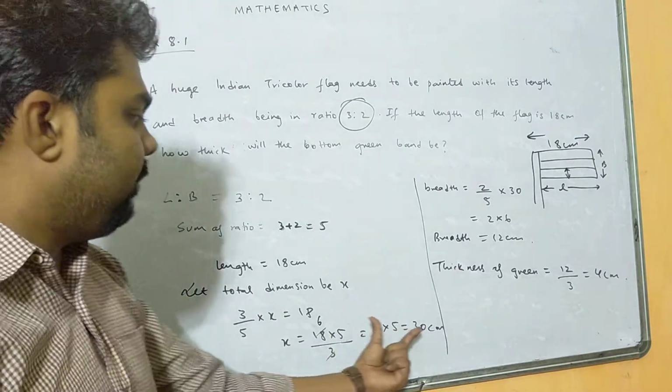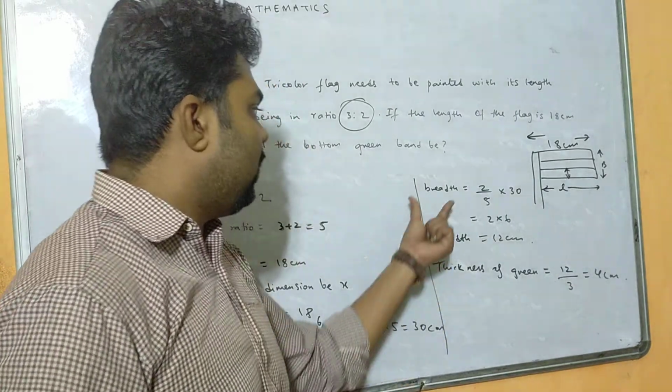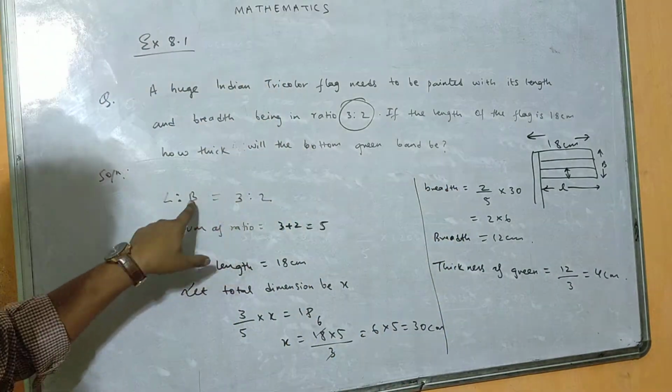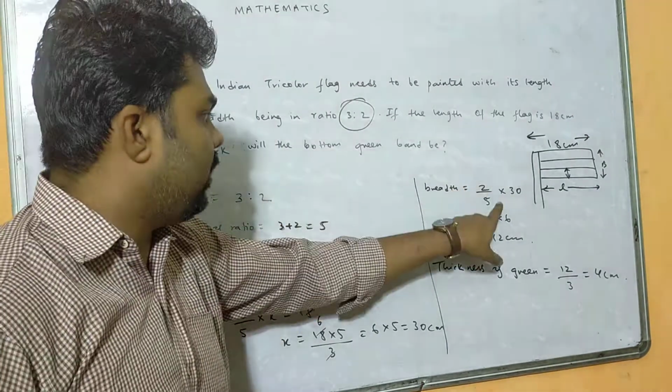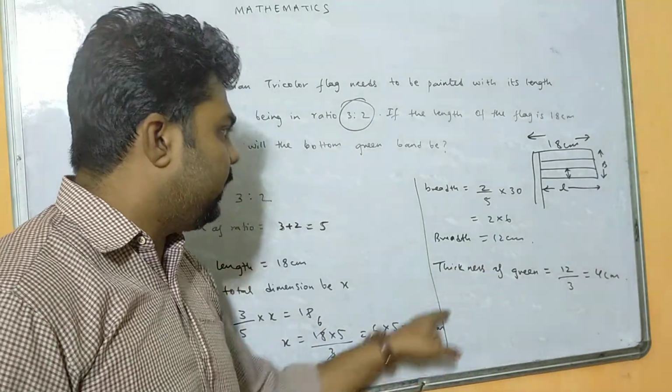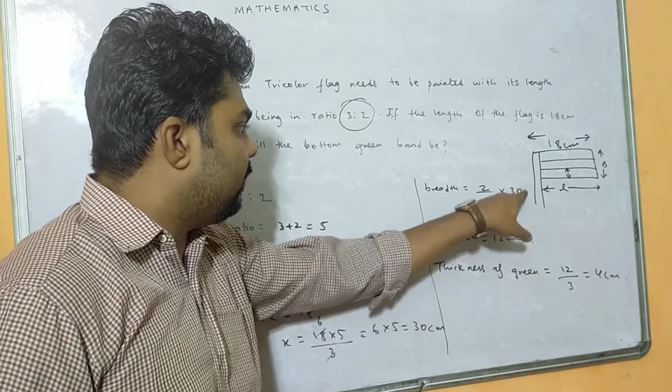So what is the total dimension? 30 centimeter. Then what will be our breadth? So which one is breadth? This one, the second part, is breadth. So breadth is 2 by 3 plus 2. That is 2 by 5 into 30. Then 5 6s are 30, 6 2s are 12.